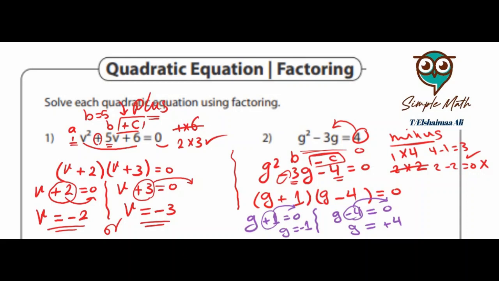Here we have two values for g. The first one is negative 1 and the second value is positive 4. So either g is equal to negative 1 or positive 4.